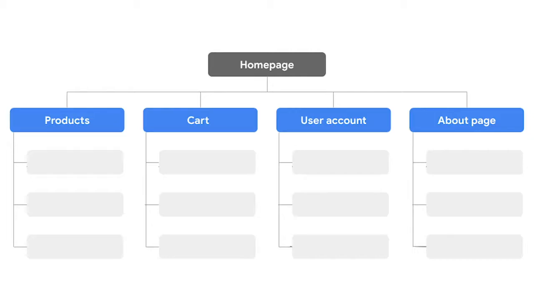Finally, each section has a column of rectangles attached to it by lines. This column of rectangles represents the subpages of that section. For example, the cart section of our shopping website might include subpages like order summary, shipping, and payment.